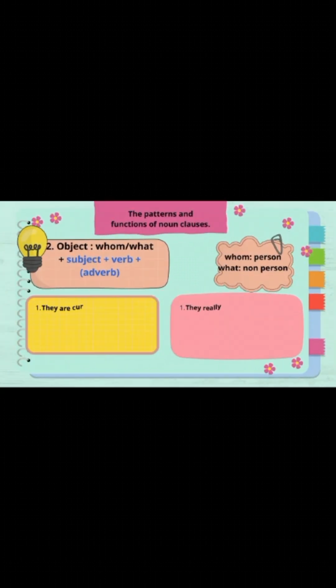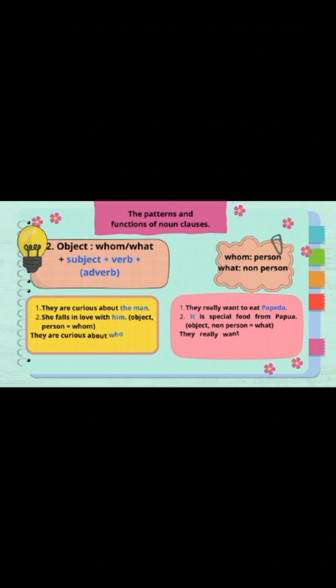The second, noun clause as the object. Use whom or what plus subject plus verb plus adverb. Whom for person, what for non-person. For the example, the first, they are curious about the man. The second, she falls in love with him. Him here as the object explains the man, so we must use whom. It will be, they are curious about whom she falls in love with. Whom she falls in love with is a noun clause.